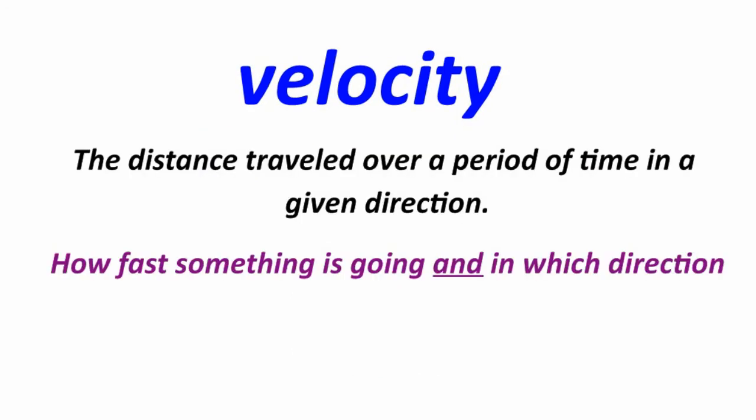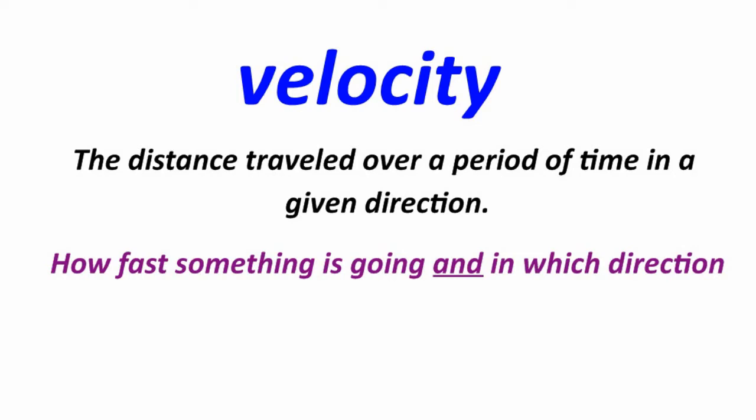If I said a person has a velocity of 20 miles per hour west, how is that different than the speed of 20 miles per hour? The answer is that we've put a direction on it. Velocity has direction, speed does not. So velocity is the distance traveled over a period of time in a given direction. It's how fast something is going and which direction it's going.